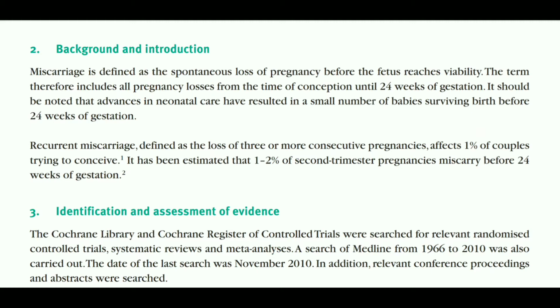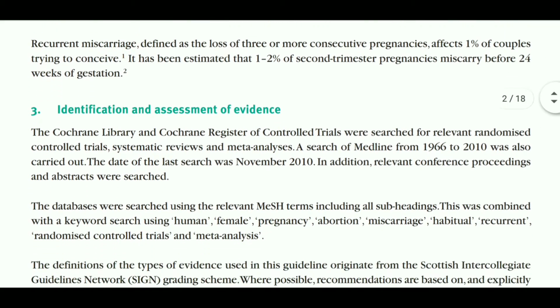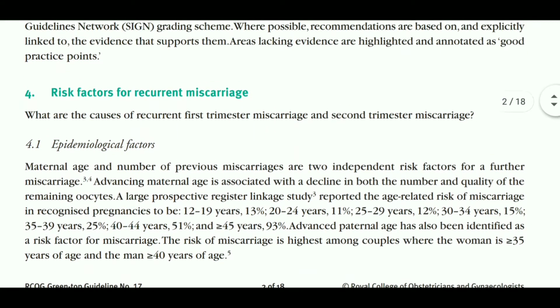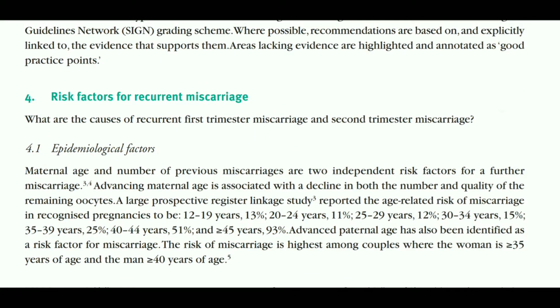Now what is recurrent miscarriage? Recurrent miscarriage is defined as the loss of 3 or more consecutive pregnancies that affect one person or the couple trying to conceive. Now what is the incidence of recurrent miscarriage? It has been estimated that 1 to 2% of second trimester pregnancies miscarry before 24 weeks of gestation, and after 3 first trimester miscarriages, the chance of miscarriage in the next pregnancy is 30%.